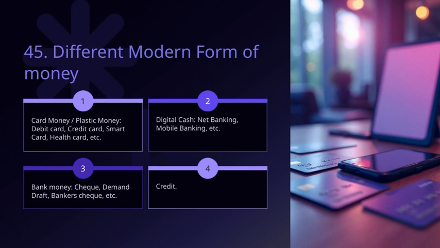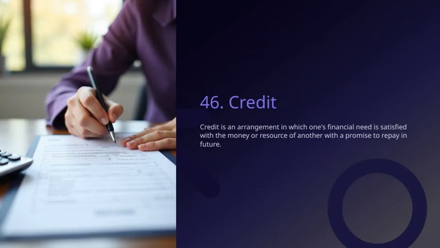Then we come to card money, also known as plastic money, which includes debit cards, credit cards, smart cards, and even health cards. These are all forms of money stored electronically on a card for quick, easy access to funds or services. Overall, these modern forms of money illustrate how financial transactions are evolving, becoming faster, more efficient, and more integrated into our daily lives. They highlight the shift from physical currency to digital and electronic methods, which is a key aspect of the ongoing financial modernization.